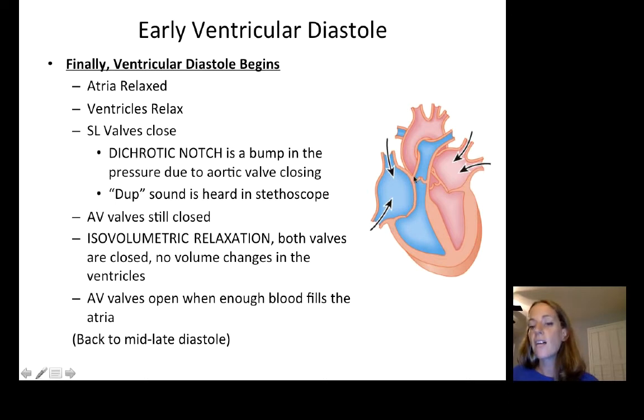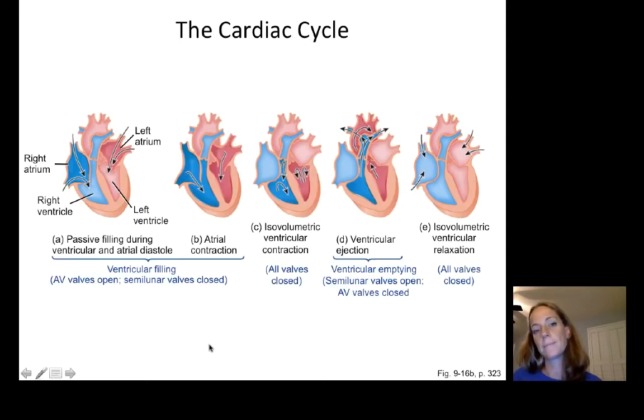Once you get enough pressure in the atria, or enough filling of the atria to open the AV valves, we'll be back to the mid to late diastole and back to part 1. So let's go through then the cardiac cycle slowly. Okay, and I think that it would help to probably draw this out.